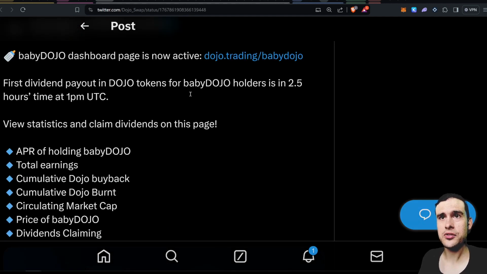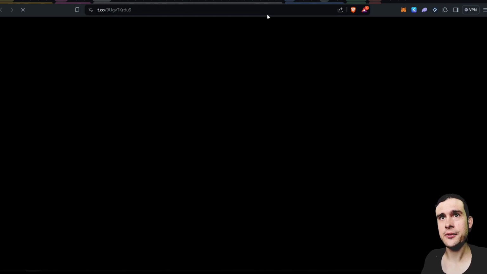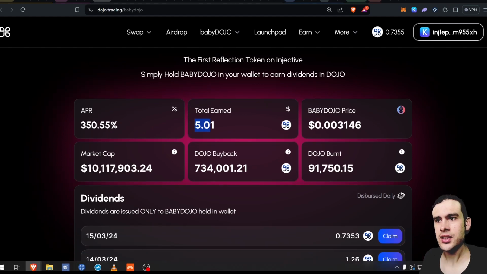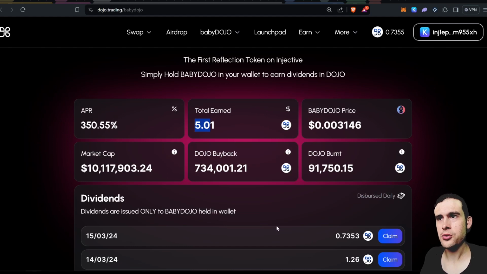Also, the babaDOJO dashboard is up and running, so you can see how much Dojo babaDOJO has reflected into your portfolio. The first dividend payout of Dojo tokens for babaDOJO is in 2.5 hours time. Well, it's now, because this was a few days ago. By holding my babaDOJO airdrop, I've already claimed 15, but I've got another 5 to claim. You can just come down to the bottom and claim them here. It's slowed down a little bit, but the more volume takes place on the babaDOJO token, the more of these tokens you get reflected into here, where you can claim at any time.